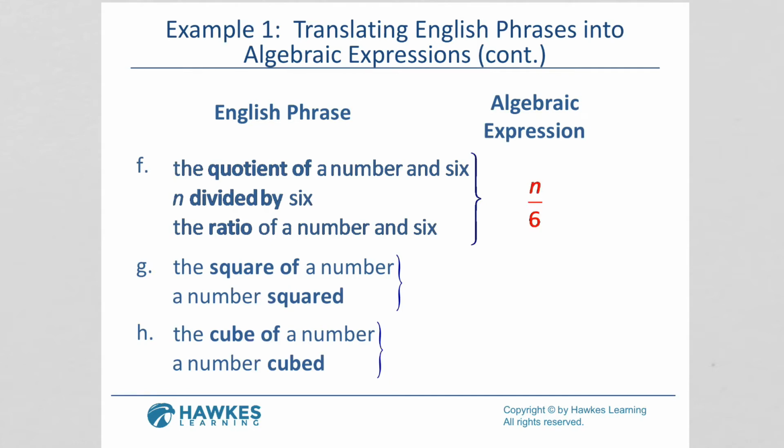1g, English phrase. The square of a number, a number squared. Both of those English phrases have the same algebraic expression: x squared. 1h. The cube of a number, a number cubed. Both of these English phrases have the same algebraic expression: n cubed.